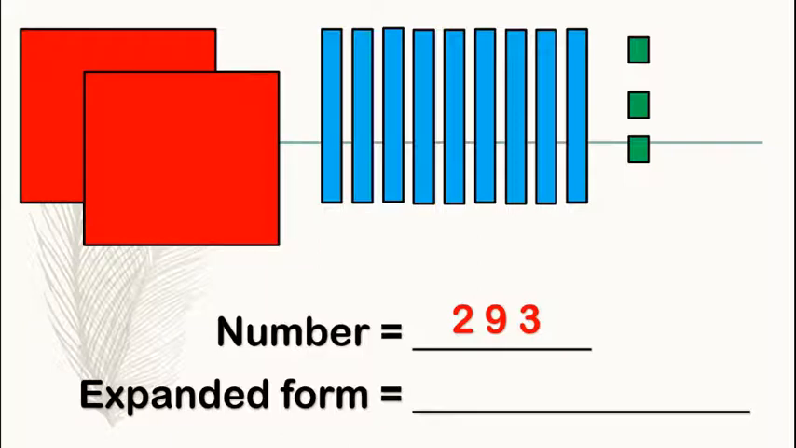Okay, let's start with the hundreds, which is 2. 2 times 100, that is 200, plus 9 times 10, it's 90, plus 3 times 1, it's equal to 3. So we have the expanded form of 293, which is 200 plus 90 plus 3.